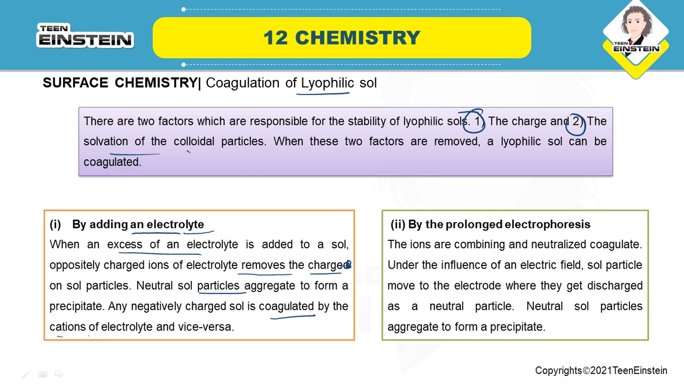The second method is electrophoresis. We have also seen the electrophoresis method in the case of lyophobic sols, but now also we are doing electrophoresis, but it is prolonged. For a long time we have to do it. Under the influence of the electric field, the sol particles will move to the cathode or anode depending on the nature of their charge, and there they will get discharged. Ultimately they will become neutral and settle down because of the force of gravity. So this is the process by which coagulation of lyophilic sols is possible.